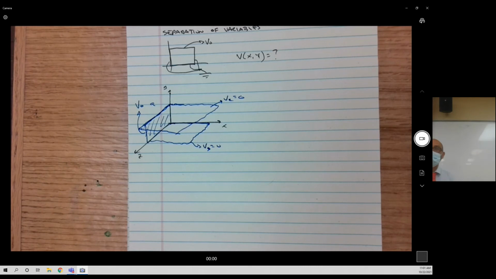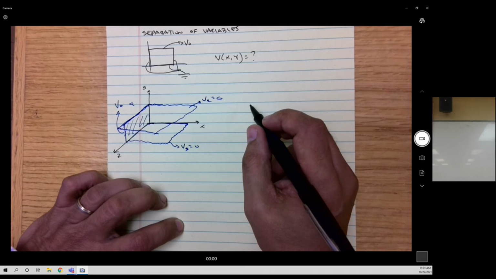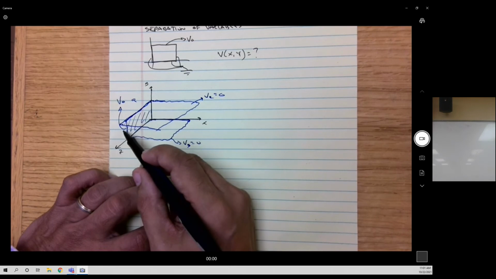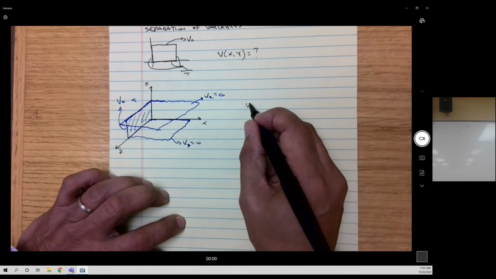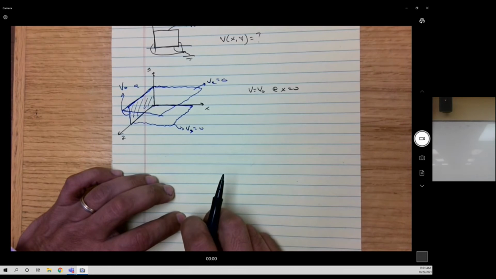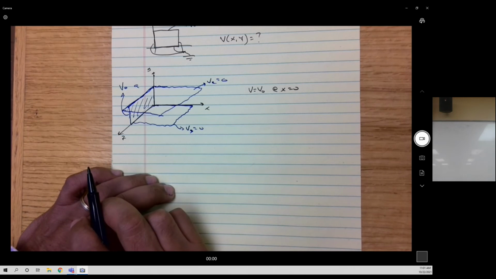Yeah, Nick, you got it? Which one you got? When X equals 0, V equals 0. So when X equals 0, you're talking about this plate. So V is going to be equal to V naught when X equals 0. Look at your axis.